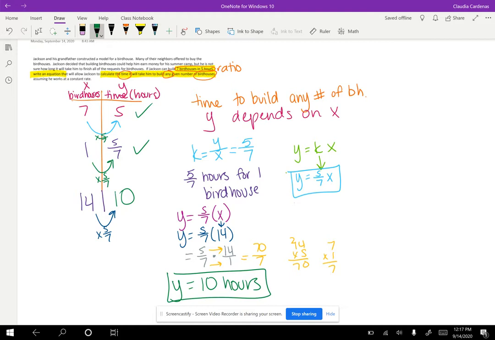And you may have come up with a different strategy to find this answer, but this is how we would use our equation. When we are given a variable, when we're given x, we can substitute it for that variable and then solve. Let's go ahead and practice one on our own.